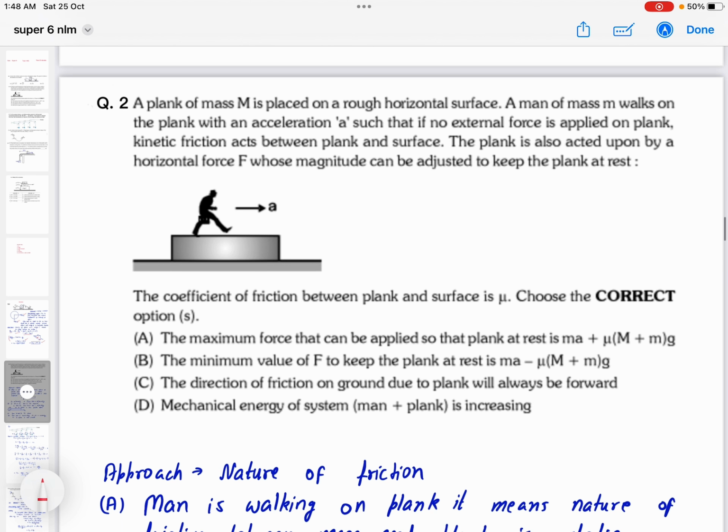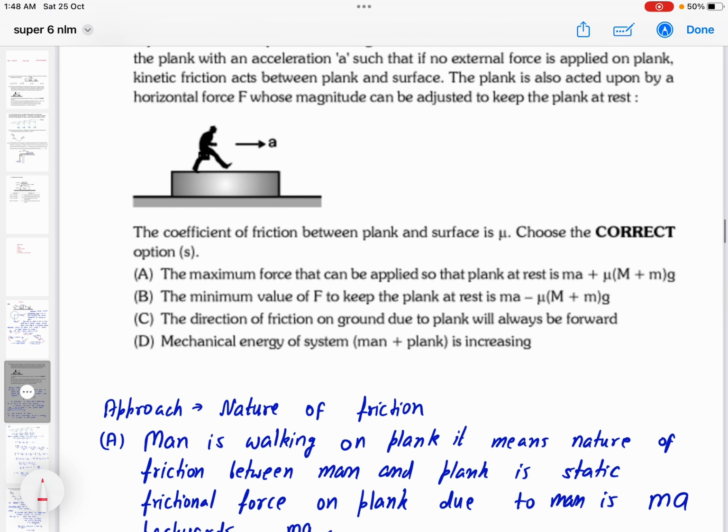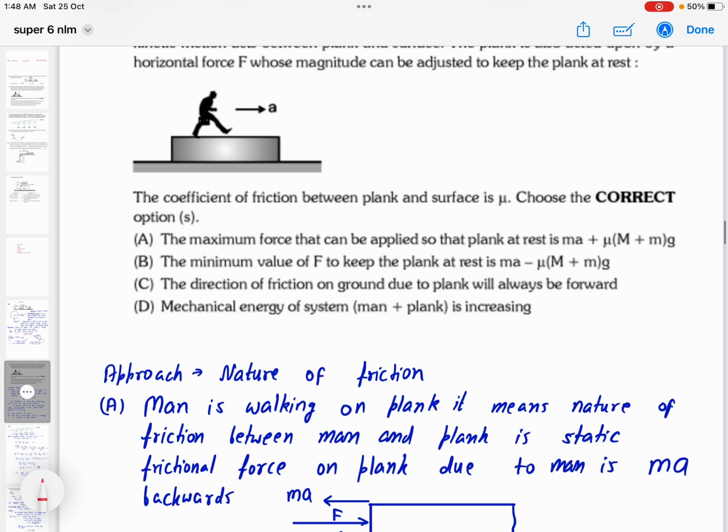Okay, so the approach is very simple: the nature of friction. Now here, a man is walking on a plank. So what does it mean? It means the nature of friction between the man and the plank must be static, right? There should be static friction between man and plank because they are saying the man is walking.